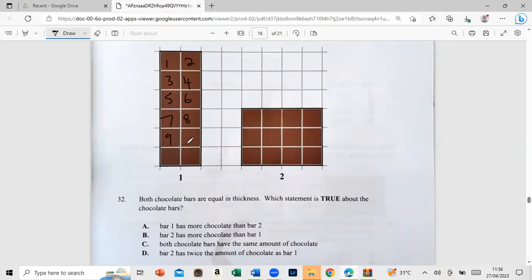So let's see, we have a total of 12 right here. So let's see how many are here. 1, 2, 3, 4, 5, 6, 7, 8, 9. Bar 2 has more chocolate than bar 1. Both chocolate bars have the same amount of chocolate. That is correct. Both of them are 12. Alright.